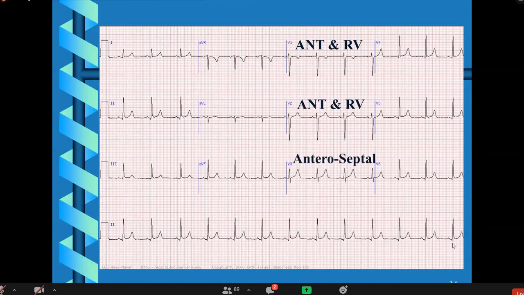This is anteroseptal. V3 is an anteroseptal lead. It sees the anteroseptal wall of the heart. Then V4 anteroseptal, V5 lateral wall, V6 lateral wall. So this is how these leads see the heart in a transverse plane. Okay, remember this: V1 and V2 anterior and RV. V3 and V4 anteroseptal. V5 and V6 lateral.